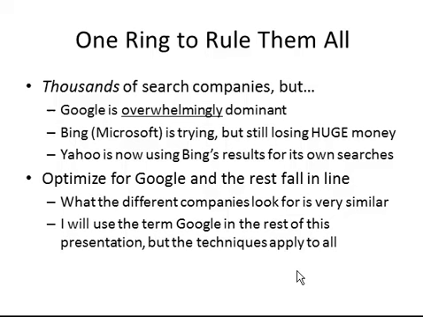The nice thing is that all the different search companies need to accomplish a similar task. They use a similar algorithm and they come up with similar results. Yes, there are some variations, but they are quite minor. For the rest of this course, I will continue to use the term Google with the understanding that virtually all I'm talking about applies to all of the different search engines.